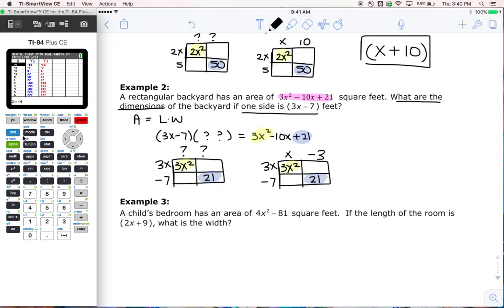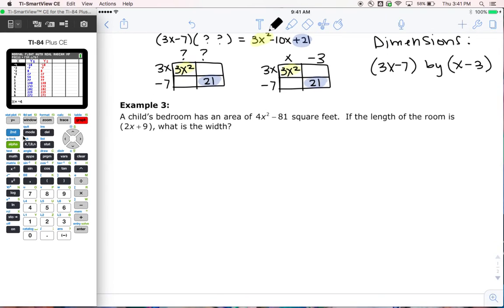So the dimensions are 3x minus 7 by this missing side we just found, which was x minus 3. Right, for dimensions you need a length and a width, you need both.